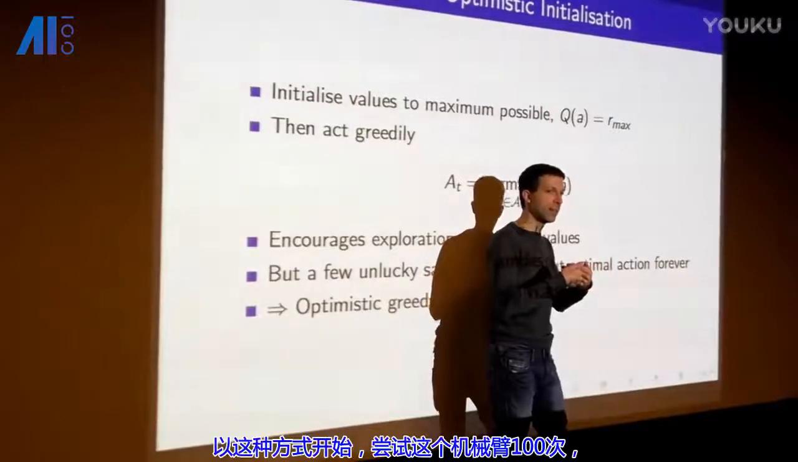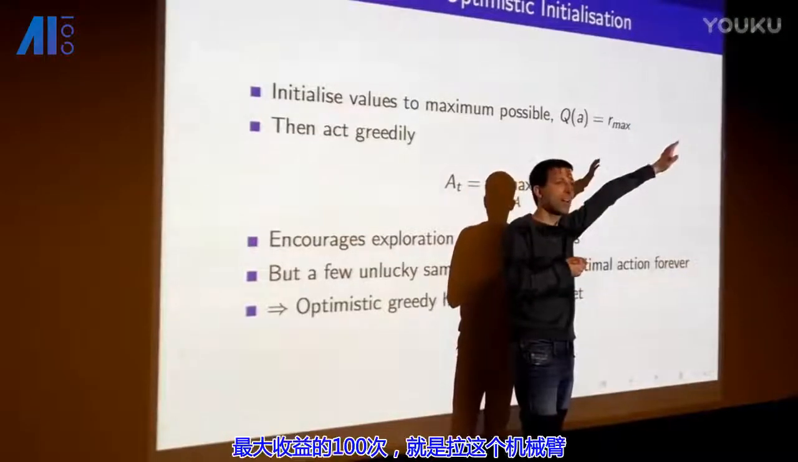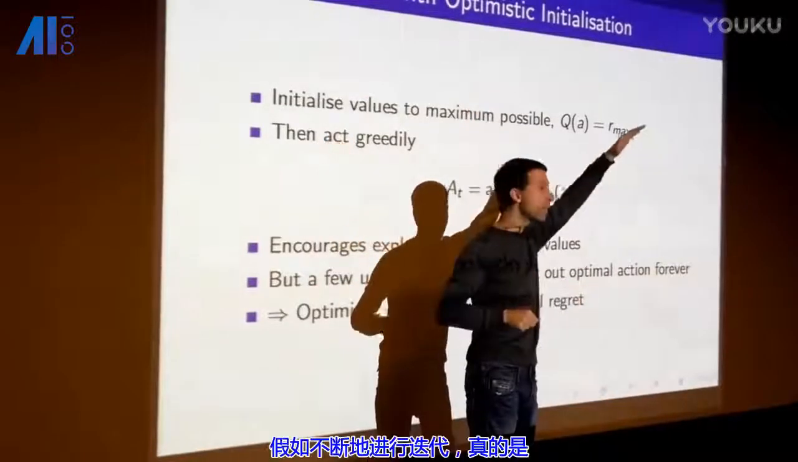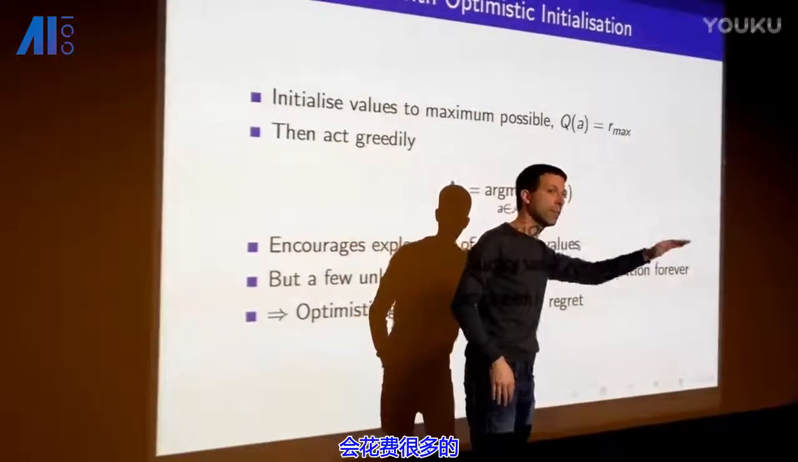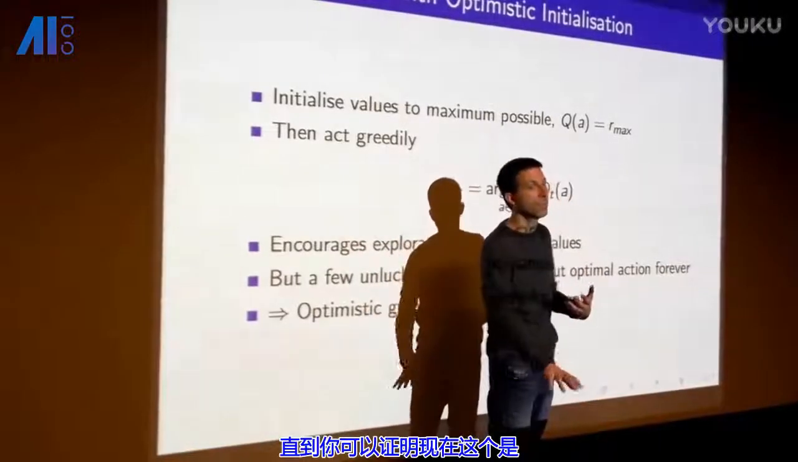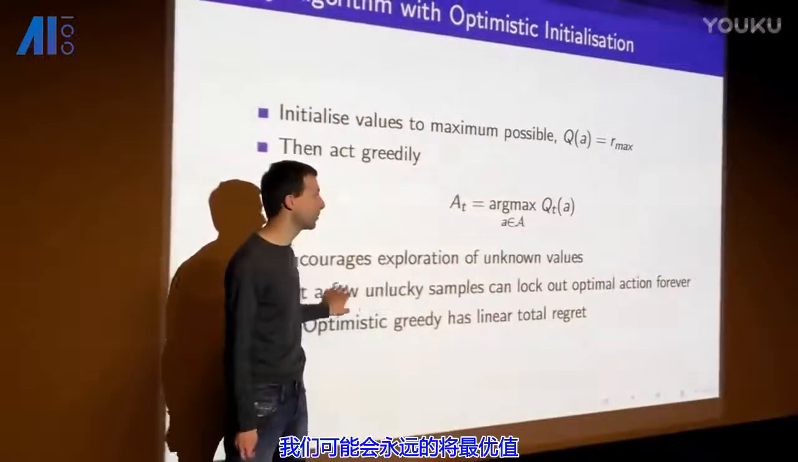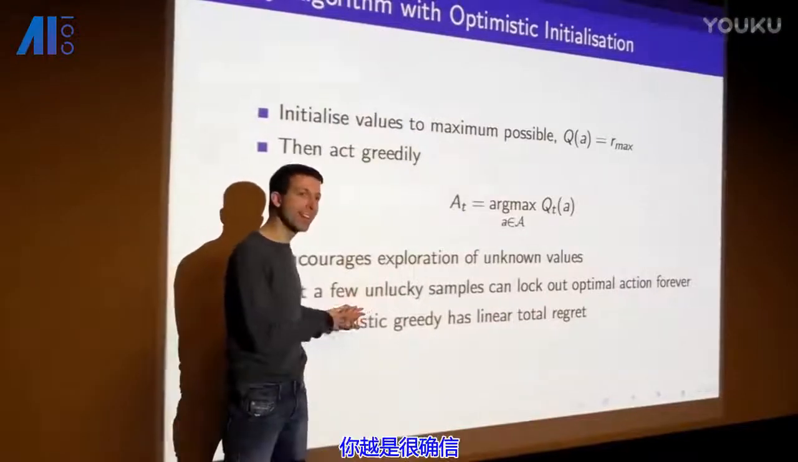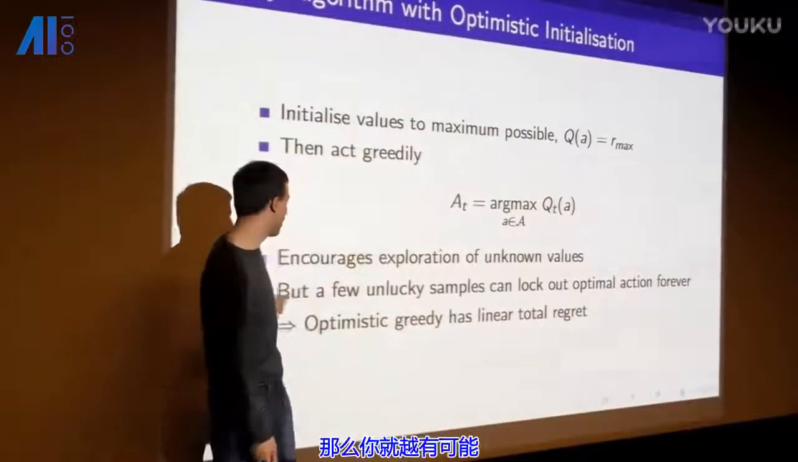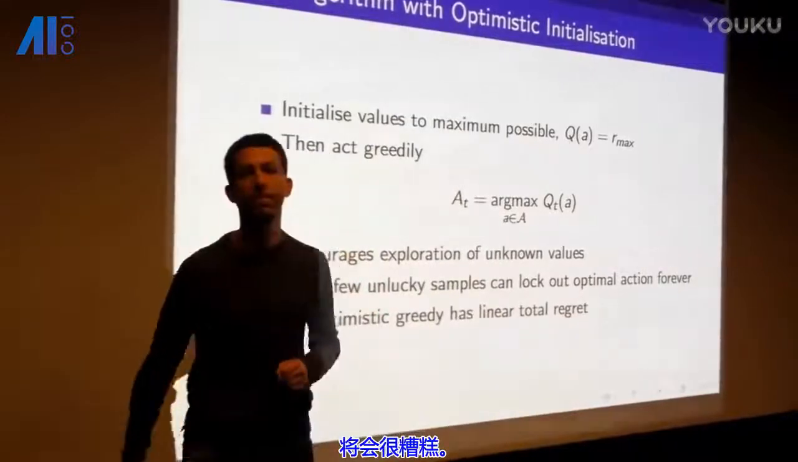So is that clear? You can start off by saying it's just as if I've tried this arm 100 times and I saw the best possible payout 100 times. And now if it really is terrible, you have to play it a lot of times to bring down the mean. And so it encourages you to keep exploring things until they're really proven to be suboptimal. And so although I say it can lock out the optimal action forever, you have to be quite unlucky. I think the more confidence you assign to your prior, the more unlucky you have to be to lock out the optimal action. So it's not a terrible idea to do this.